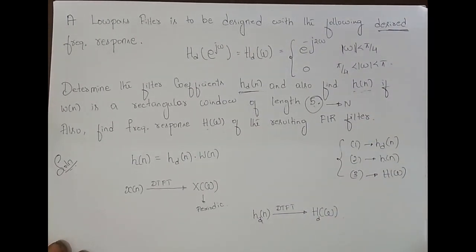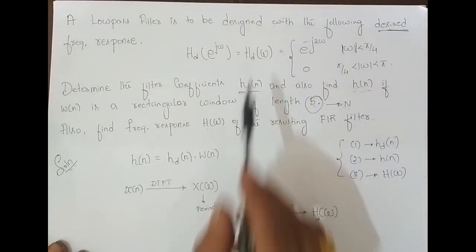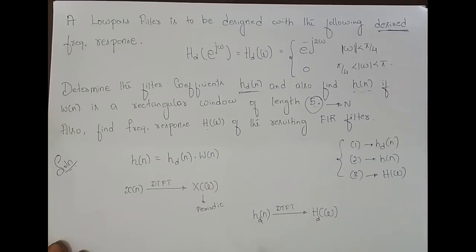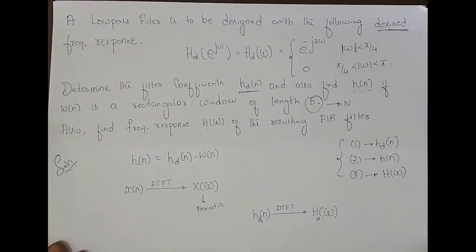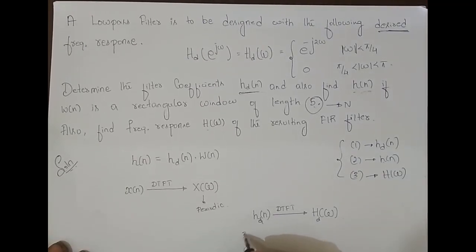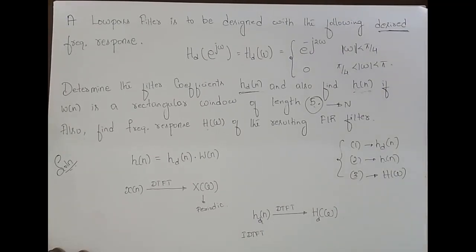Fine. So he has given the specification in the frequency domain, which is HD of omega. What is our aim? I need to find HD of n, using the inverse discrete time Fourier transform equation, which we shall discuss while designing the filter. So given the specification in the frequency domain, I need to find its desired impulse response by taking the inverse discrete time Fourier transform.